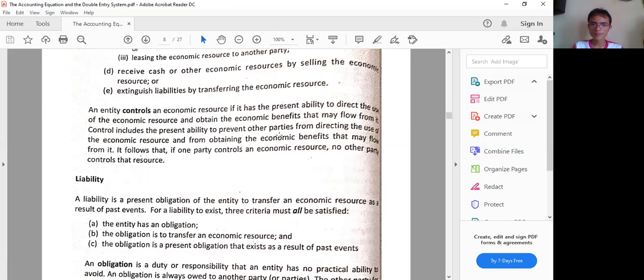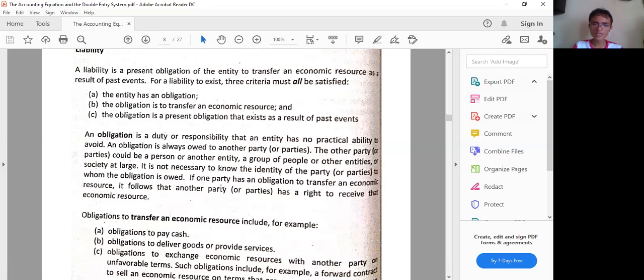Then control is the present ability to direct the use of the economic resource. So we can create a right. Let's say we have a building space that we want to rent out to certain people. Then we have the right to do that, and we also have the right to stop it. Like you will only have the rent policy for 1 year. After 1 year, the tenant would go out of the building or transfer to another space because the contract has ended. So that's what control is all about in that situation. Okay, so that's for asset.